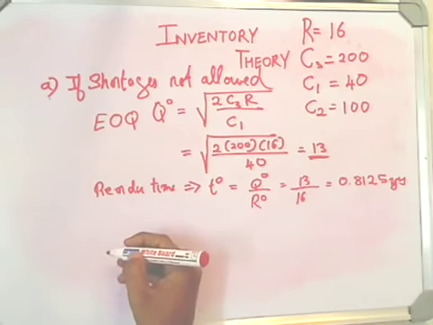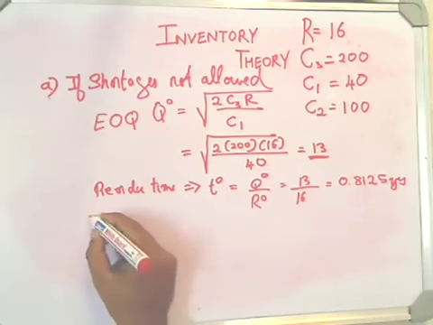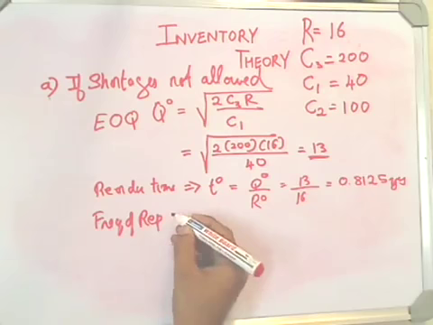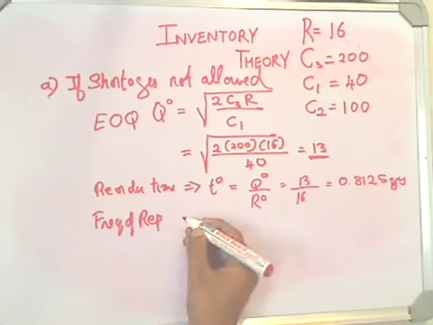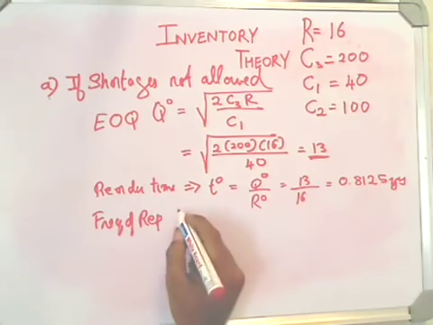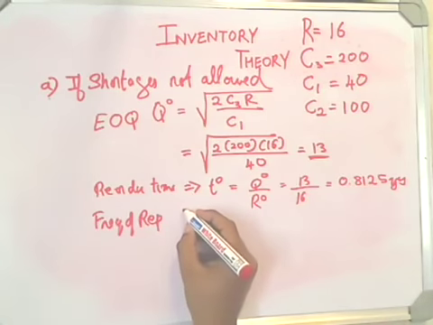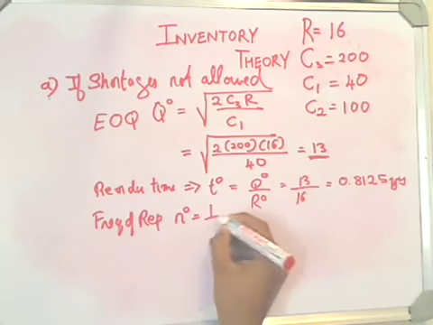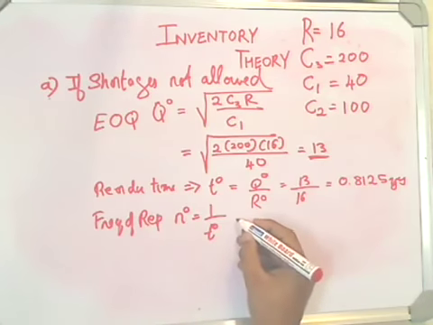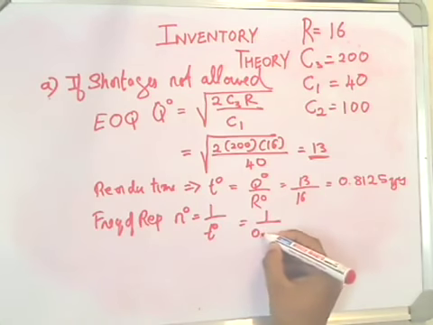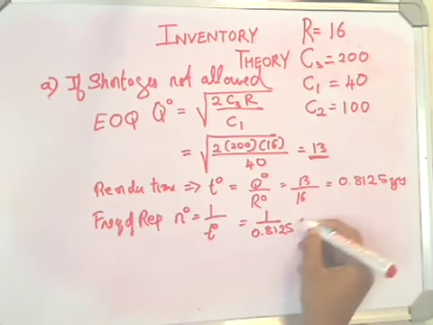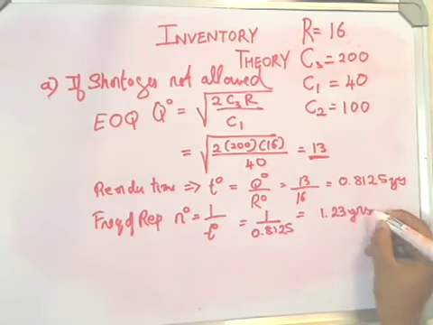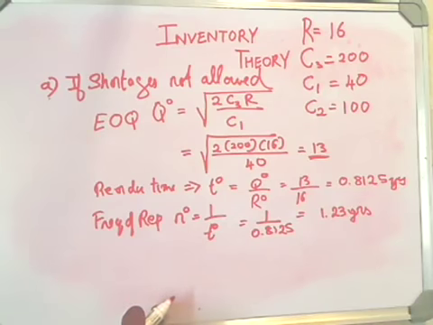The next thing that you have would be frequency of replenishment. Now, this is not really required to calculate, but I'm doing this so that you understand the whole inventory theory formula. Okay, frequency of replenishment is given as N naught. N naught is equal to 1 divided by T naught, which is in fact 1 divided by 0.8125, which comes to about 1.23 years, which means you'd be restocking your inventory every 1.23 years.